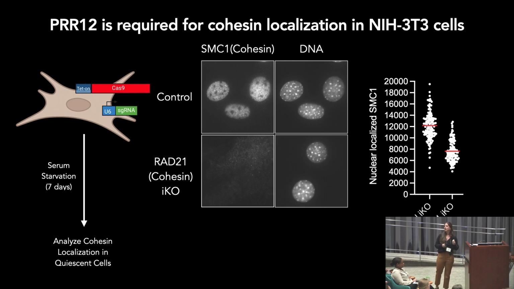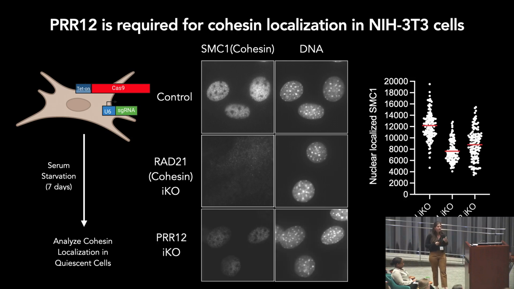So what happens when I knock out PRR12? To our excitement, we see a significant decrease in the localization of cohesin in these cells. I don't have time to show you more of the story today, but to simply say that we're really excited about following up on the specific mechanisms by which PRR12 is regulating cohesin, and I have some exciting data to suggest it's through a direct interaction with the complex.